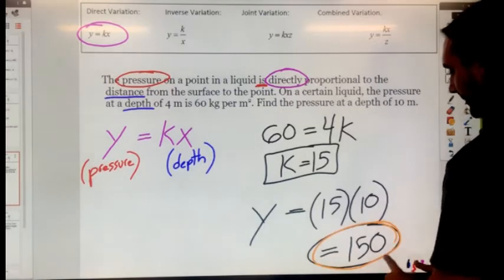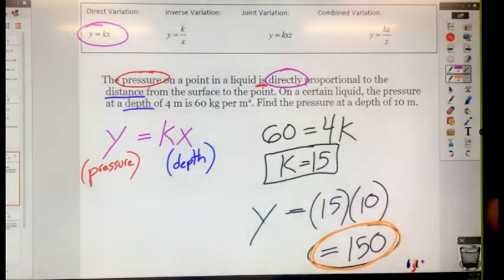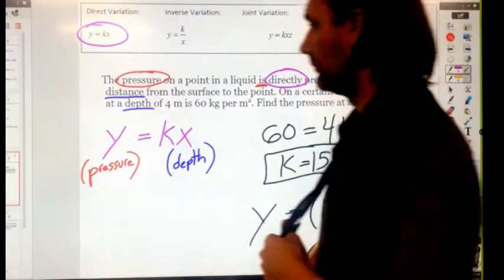So just like the previous problems, it's a two-step process. We define the k, and then you can find the solution. Multiply.